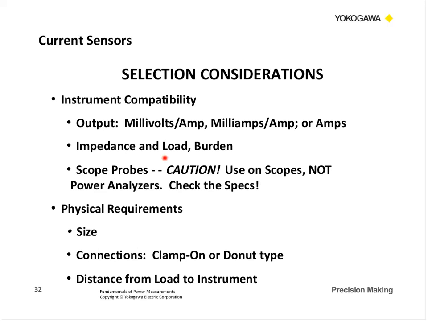And I said scope probes, they're great. Use them on a scope. Not necessarily on a power analyzer. You need to check the specs on those input impedances and how it matches up with the input circuit. The other thing, of course, you've got to consider is your physical requirements, the size, connections. Do you want to clamp on? Can you use a donut type where you feed the wire through the donut hole? And again, what I talked about, the distance from the load to the instrument. These are all things that we can help you with if you have questions, things you need to keep in consideration.